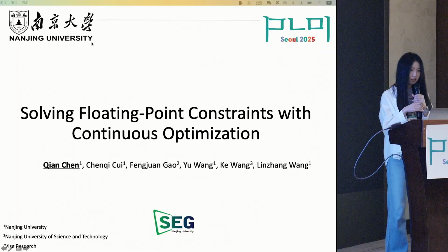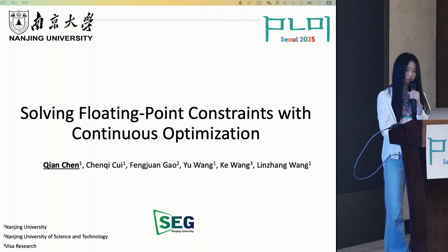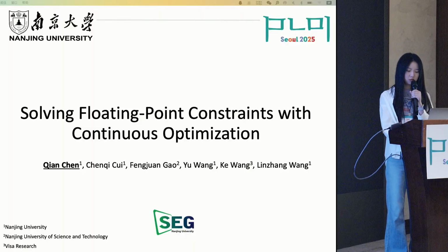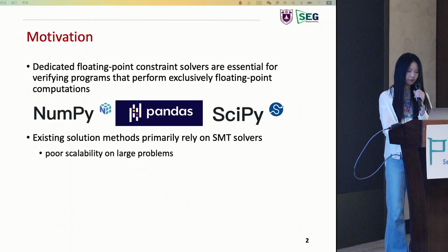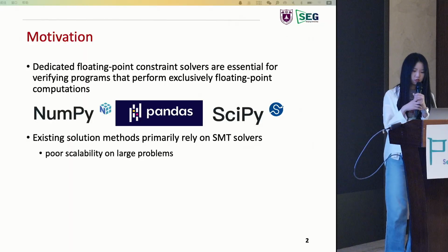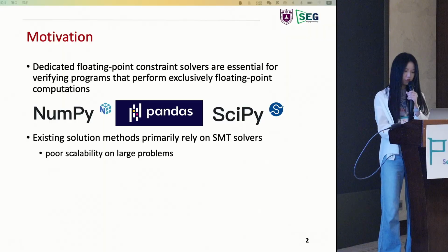Hello, everyone. I'm Chen from Nanjing University. Today, I'm going to talk about our work, solving floating point constraints with continuous optimization. Pure floating point constraint solvers are useful when verifying programs that perform exclusively floating point computations, such as numerical libraries or scientific and high-performance computing benchmarks.